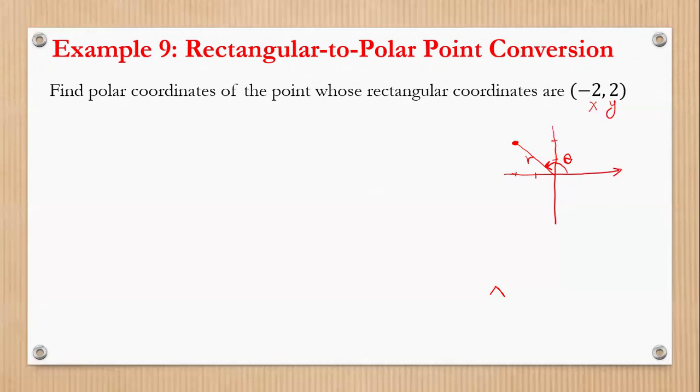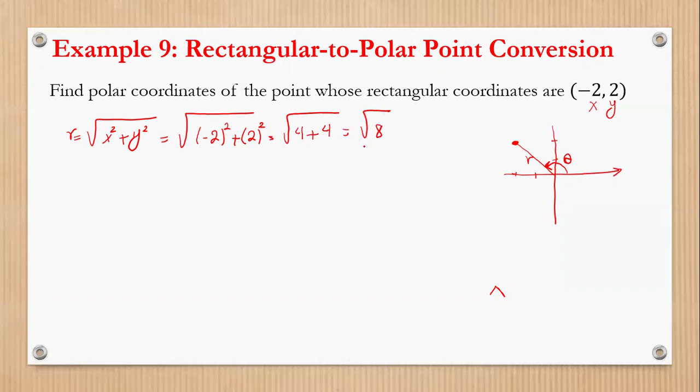So let's find r by using the formula. x is negative 2, y is positive 2. Negative 2 squared is just positive 4. 2 squared is 4. 4 plus 4 is 8. And since you know 8 is 4 times 2, the 4 can come out as a 2. So the final answer in simplified form is 2 root 2.